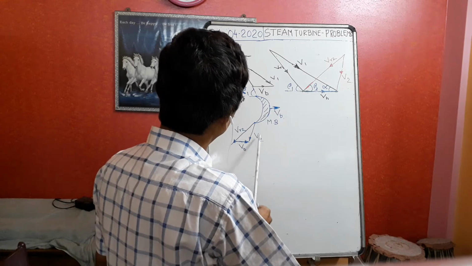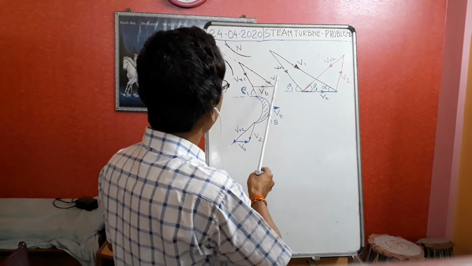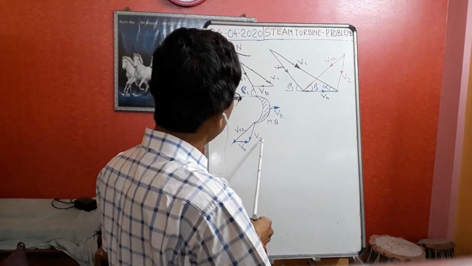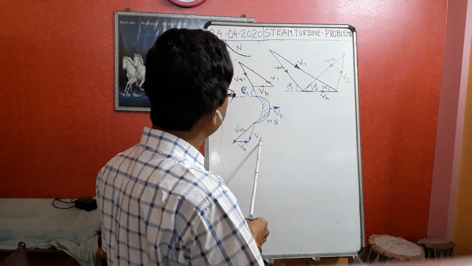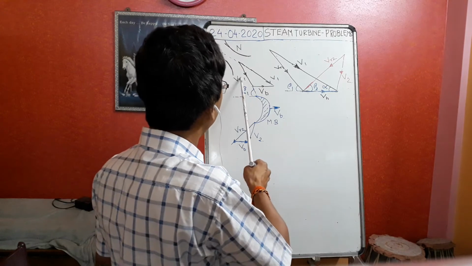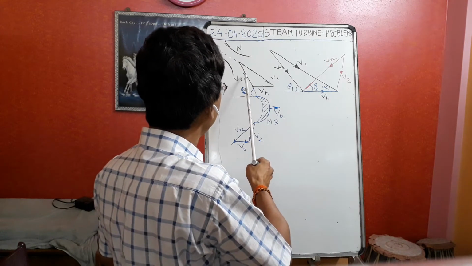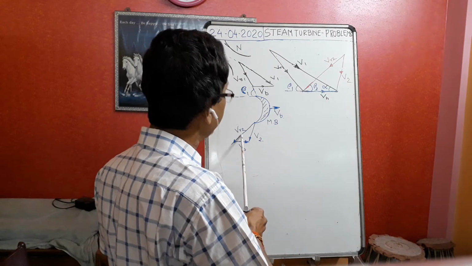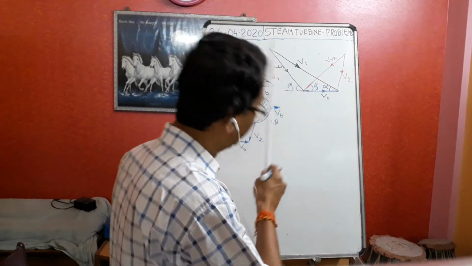So v1 is the absolute velocity of the steam at the entry of the moving blades, and v2 is the absolute velocity of the steam at the exit of the moving blade. vr1 is the relative velocity of the steam at the inlet of the moving blades, and vr2 is the relative velocity at the exit of the moving blades.